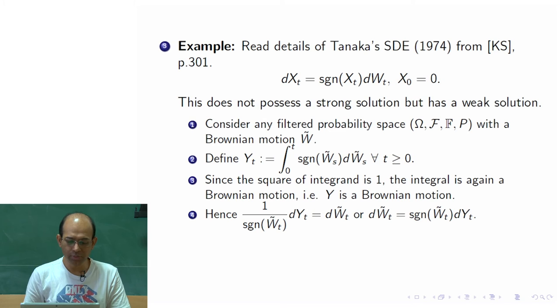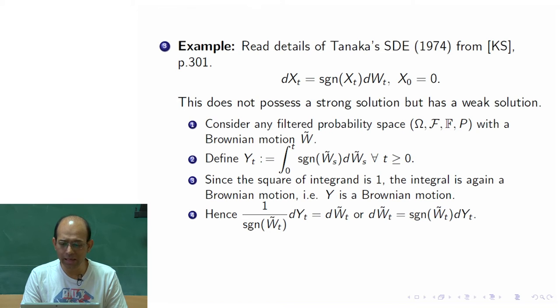So, 1 over sign(w tilde_t) dy_t is equal to dw_t. Now, 1 over sign of a function is the same as sign of that function. So, dw tilde_t is equal to sign(w tilde_t) dy_t. Now we recognize that here y is matching with w, and w tilde appears on both sides, like x appears here. So, what does it mean?